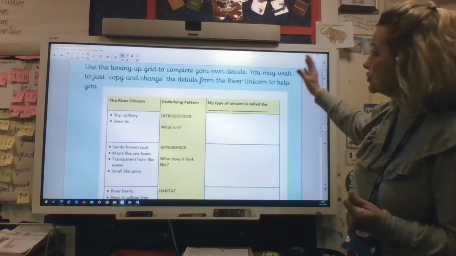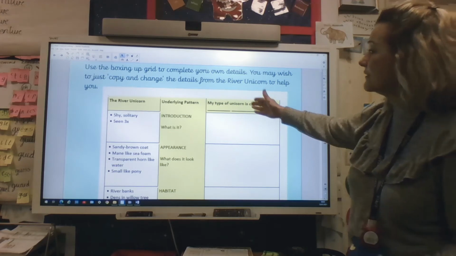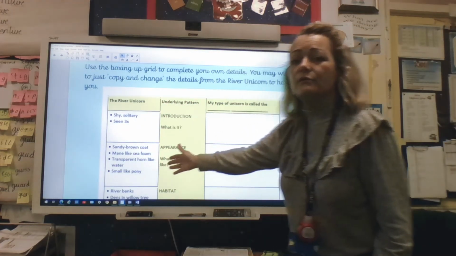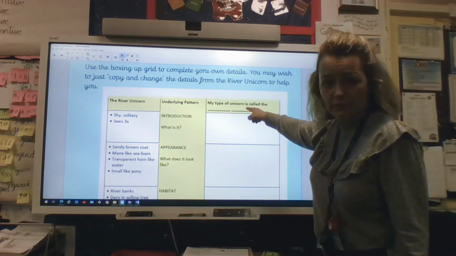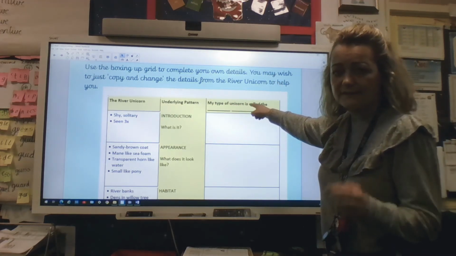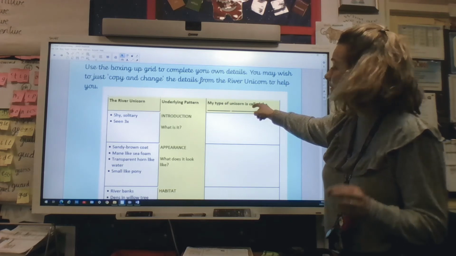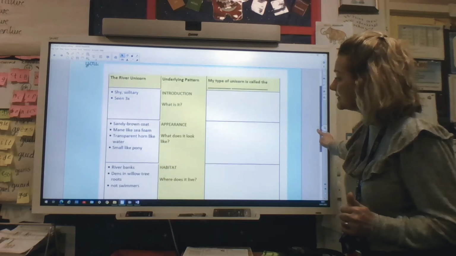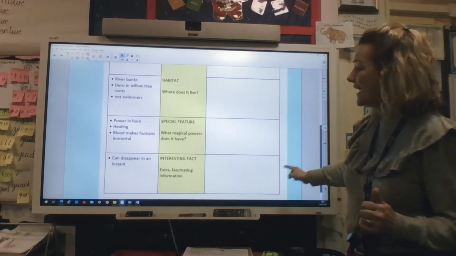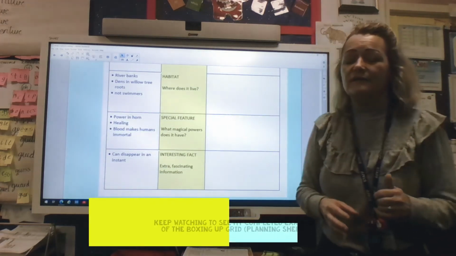So this is what your sheet looks like. You will see that the information relating to the river unicorn is all there. And then you have space to write the name of your unicorn. As I say, stick to the one you described yesterday, that you drew and described yesterday, and then complete each section. Okay, this is something you've done in class many times.